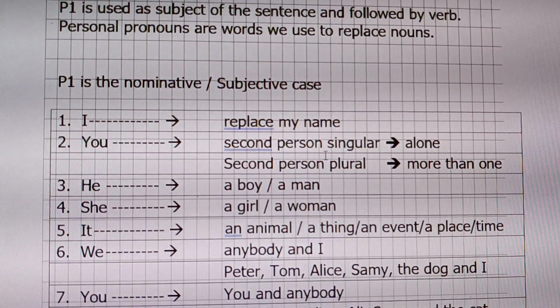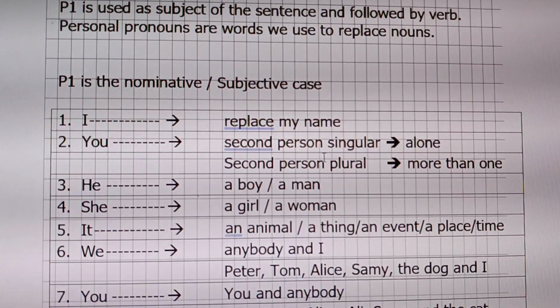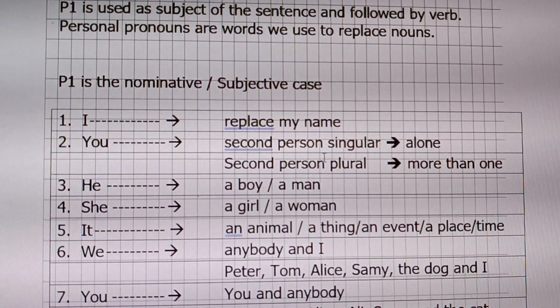So P1 is the nominative or subjective case. I replaces my name. You, singular or plural. He, a boy or a man. She, a girl or a woman. It, an animal, a thing, an event, a place, time, or weather, and so on.